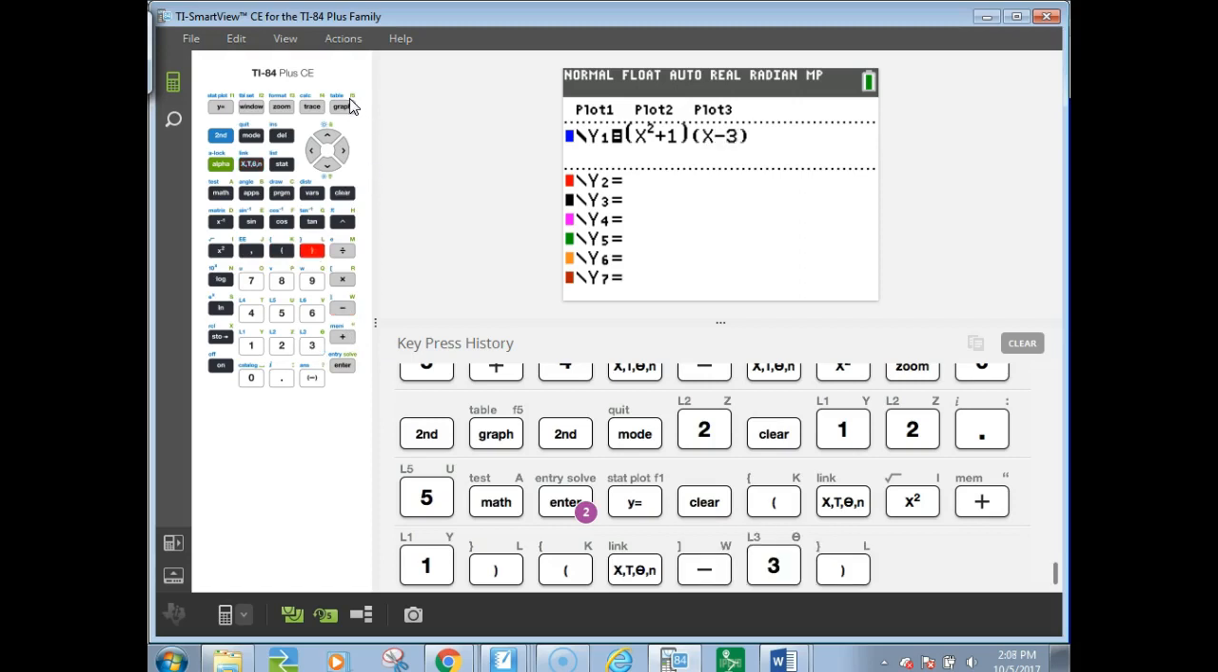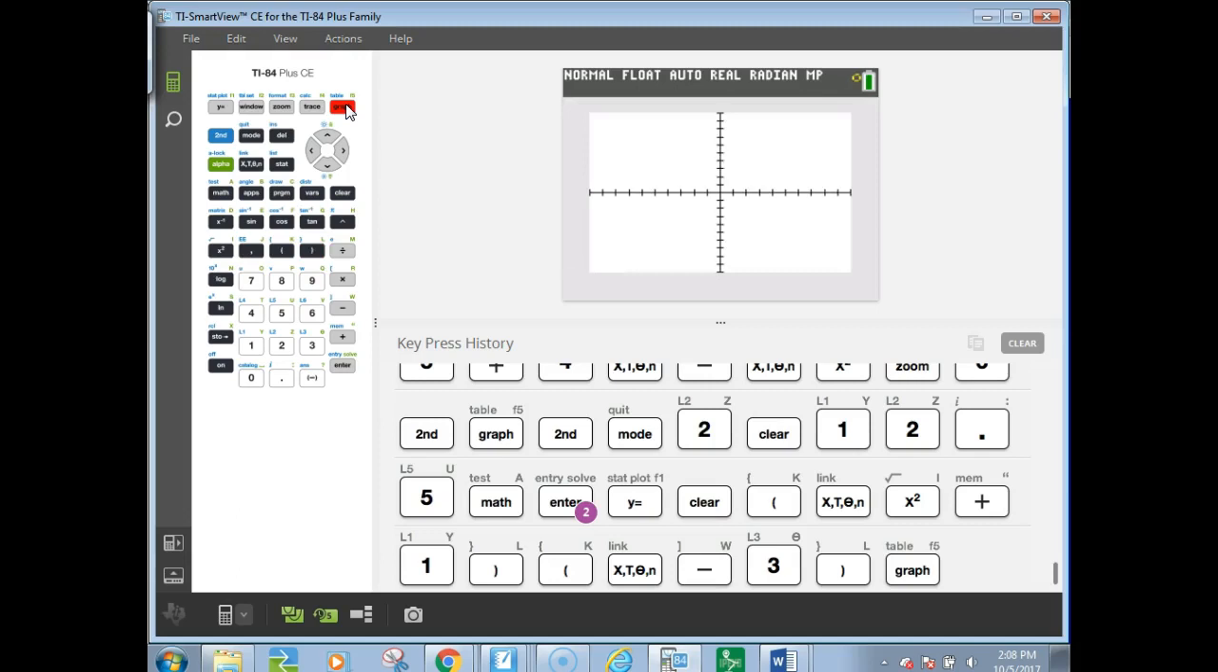Okay, and then I'll hit graph and see if it looks anything like, well, I know what they look like, so I shouldn't even pretend. The twisty ones, we'll be graphing those eventually. You'll know how to graph them later. I'll teach you how.